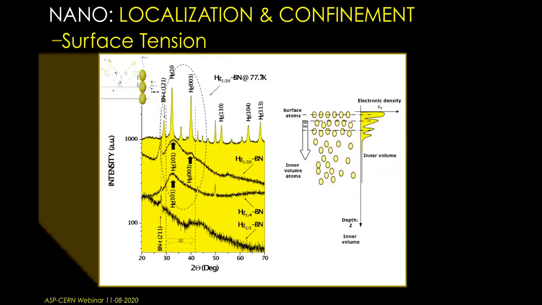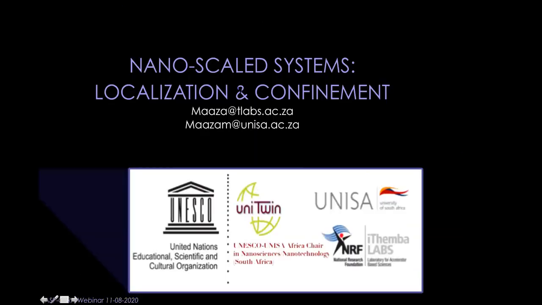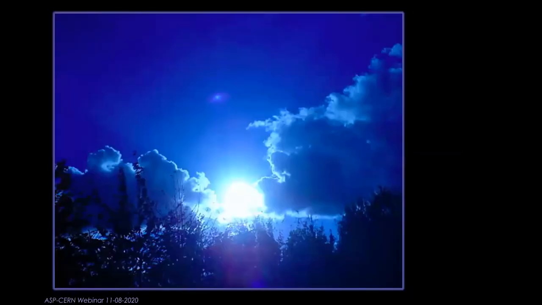The second case that I would like to share with you is the nanoscale localization and confinement. This is a really very special case. Well, we know more or less why the sky is blue. We know that the sky is blue because of the scattering amplitude of the droplets at a higher atmosphere.